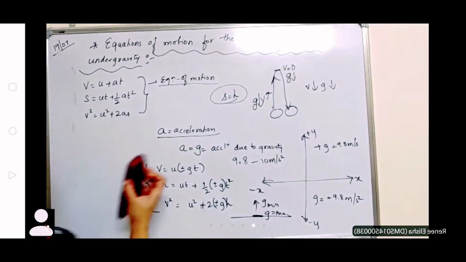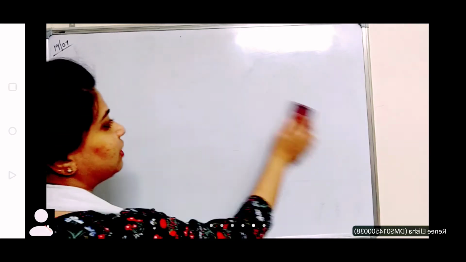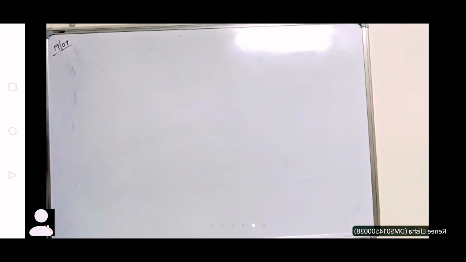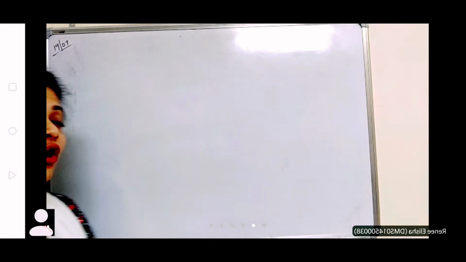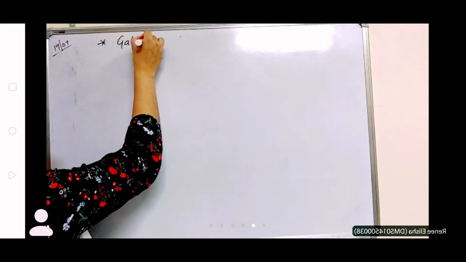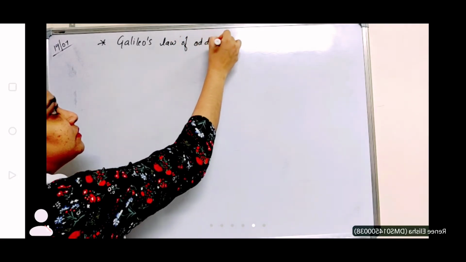Perfect. Okay, now free fall and all of that we will cover once we finish other concepts. Now the next concept is Galileo's law of odd numbers.